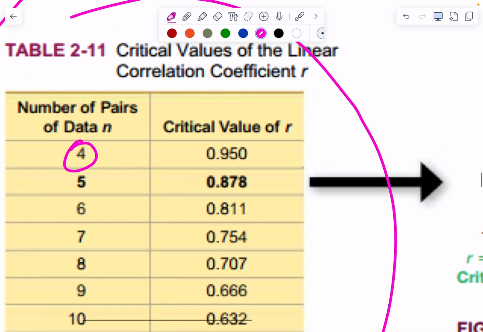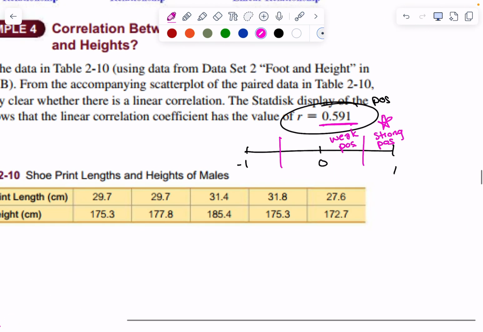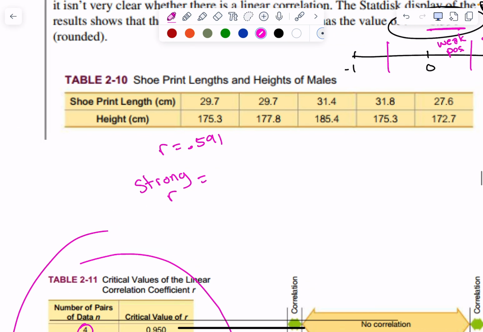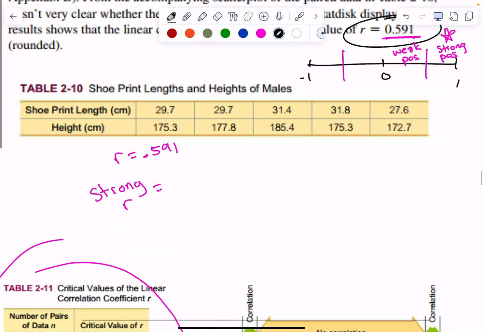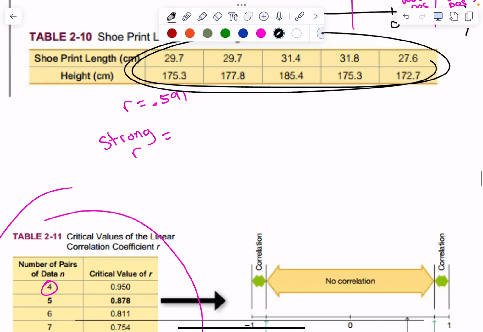Okay, so looking at this guy right here, R equals 0.591. What's considered strong for this one? How many data points do I have? 5. So 0.878. So is this a strong positive or a weak positive? It's weak. It's a weak positive.